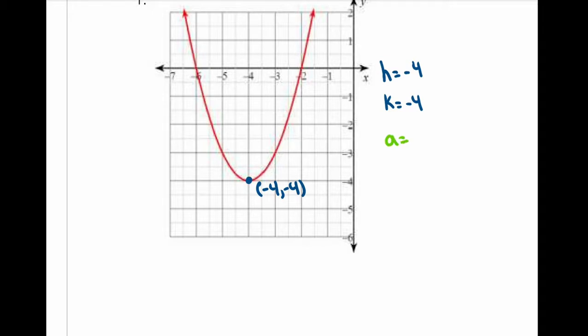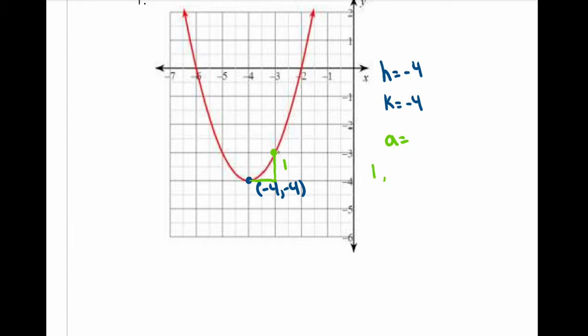In order to do this, I just need to use my knowledge of the step pattern. The step pattern tells me that I move from the vertex 1 to the right, and then I go up my first step until I hit my graph. In this case, my first step is 1. It looks like 2 squares, but look at the scale, see what you're actually going up by. So I go over 1 from the vertex and then up 1 till I hit my graph. So that means my first step is 1.